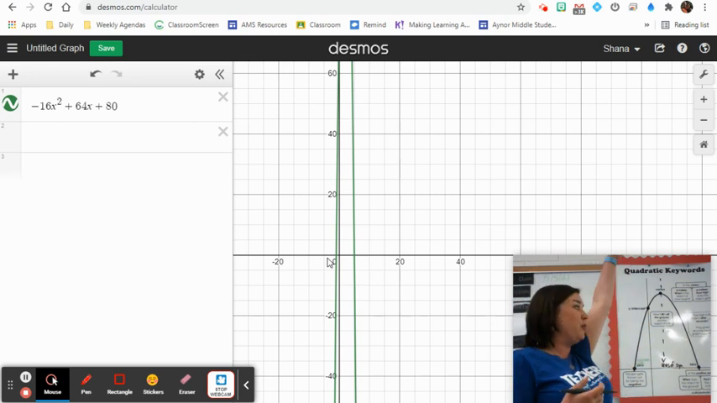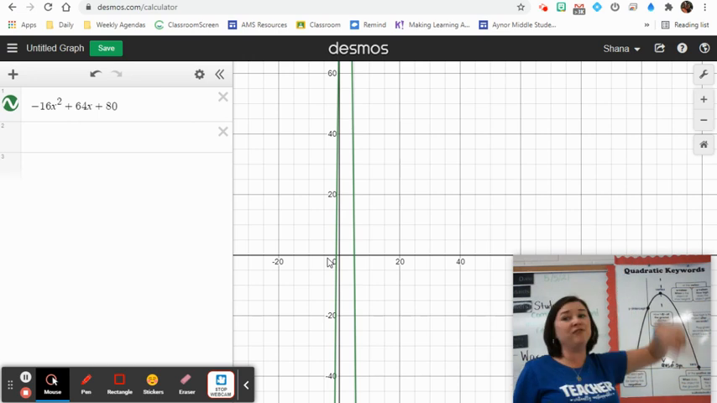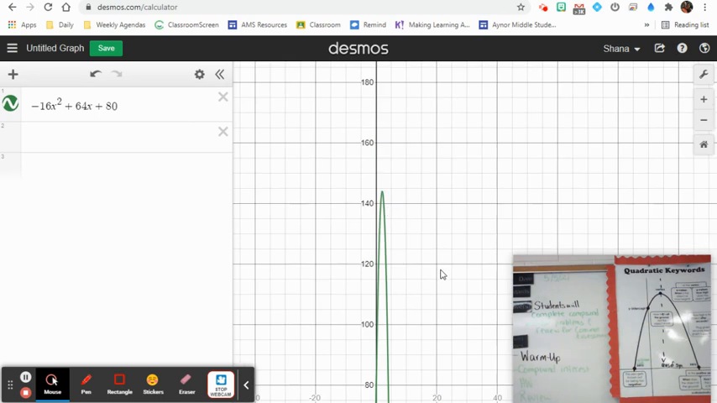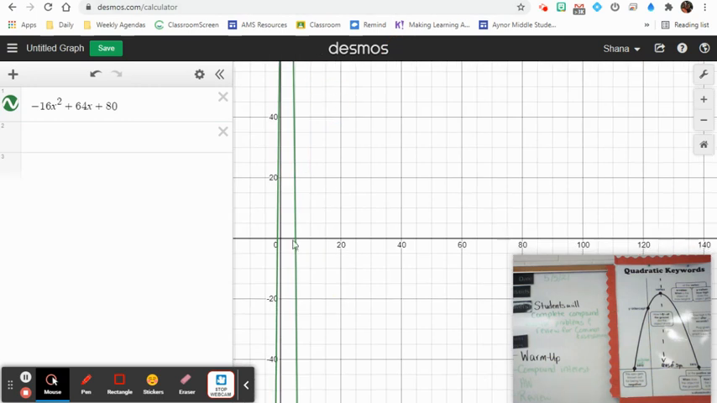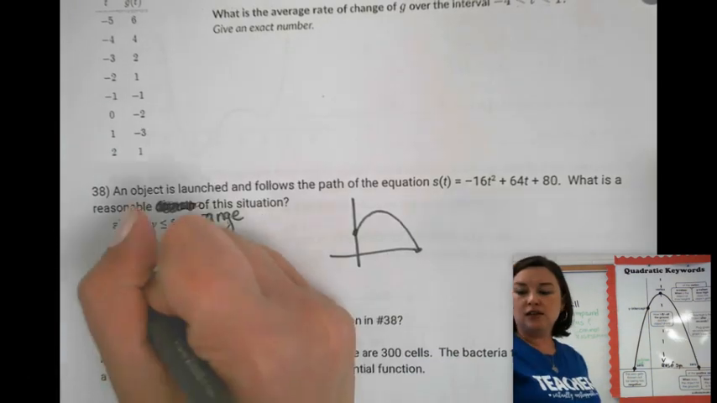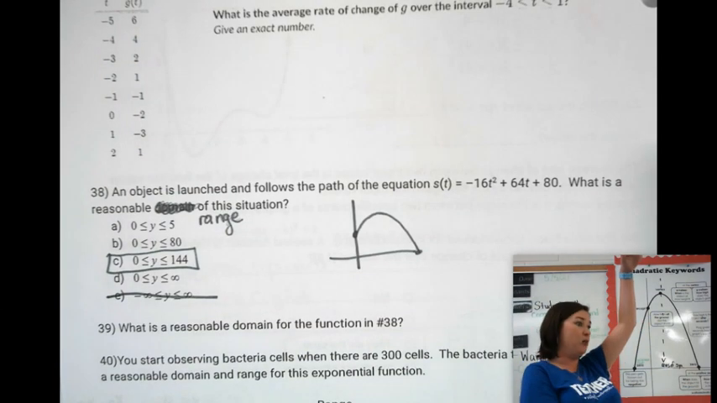So we care about the highest point and the lowest point. Where does the highest point on the graph happen? In a quadratic. At the vertex. So we want to know what is the y value of the vertex. So I'm going to scroll and scroll until I can get to that vertex. And what is the y value of the vertex? 144. So that's the highest point. And what's the lowest point that this graph is ever going to reach for what we care about? 0. Because we don't care about after it goes in the ground. So which one of those has from 0 to 144? C. So the reasonable range is from the highest point and the lowest point that would be in that.